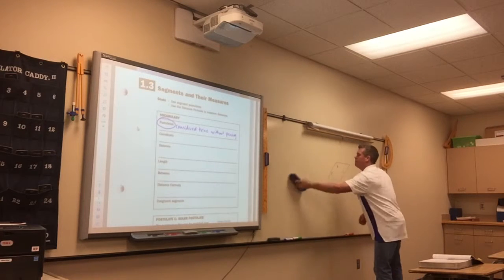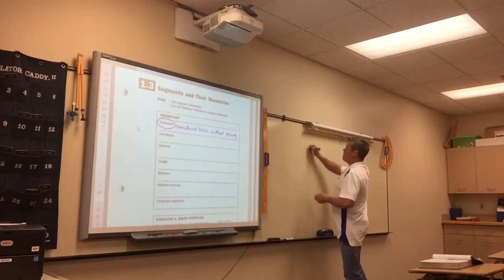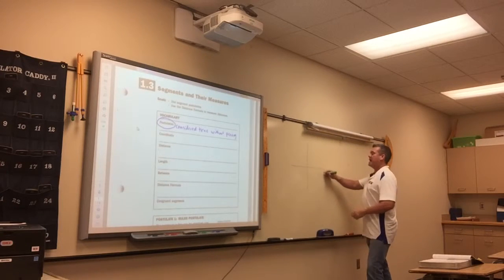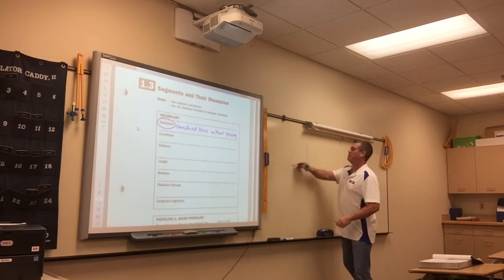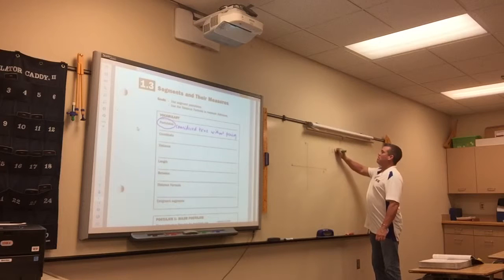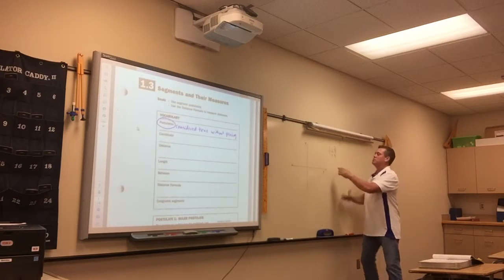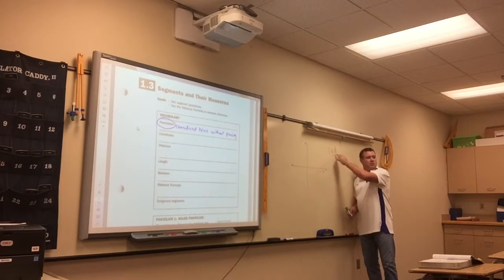Coordinates, hopefully everyone remembers what a coordinate is, but just to refresh. XY coordinate, x-axis goes side to side, y-axis up and down. So the first number is the x, it's alphabetical order. They're sometimes called ordered pair because they're in alphabetical order. The first one side to side, second one's up and down.